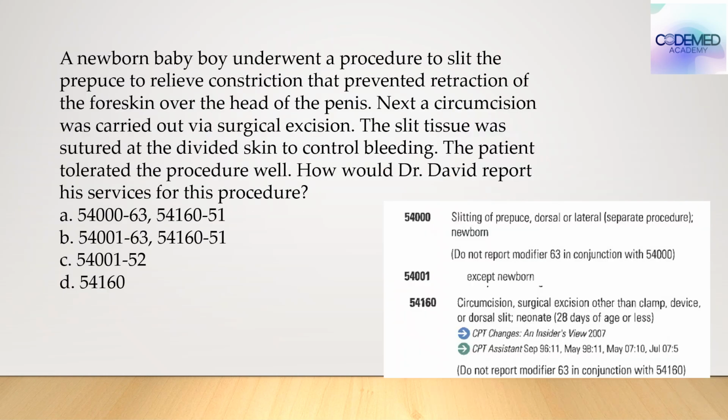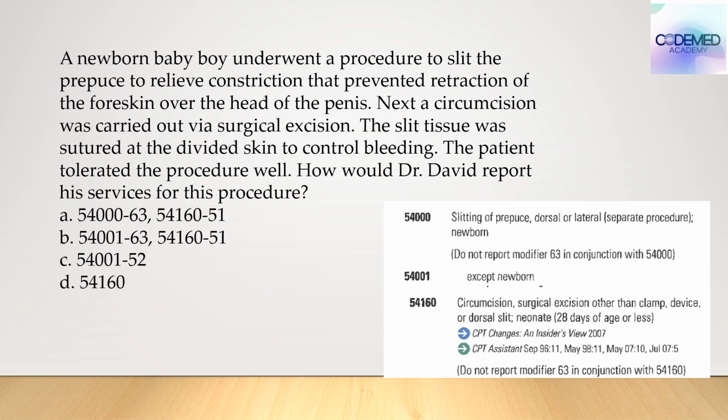A newborn baby boy underwent a procedure to slit the prepuce to relieve the constriction that prevents the retraction of the foreskin over the head of the penis. Next, a circumcision was carried out via surgical excision. The slit tissue was sutured at the divided skin to control bleeding. The patient tolerated the procedure well. How would Dr. David report? So we have the codes and we will zero in on the answer.